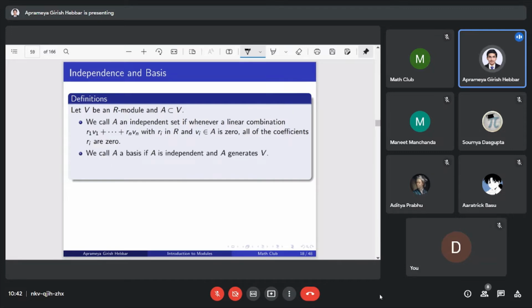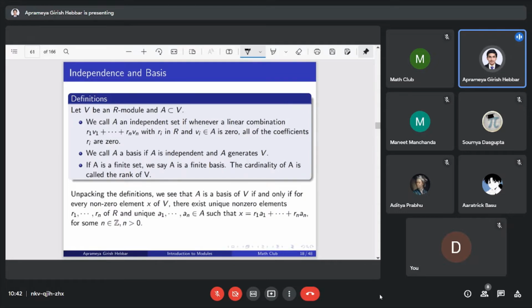We call A a basis if A is independent and A generates V. A is independent by this definition, and A generates V means V equals RA, so any element of V can be written as a finite linear combination of elements of A. If A is a finite set, we say A is a finite basis. Continuing the last definition, if A is a basis and A is a finite set, then we call A a finite basis. The cardinality of A is called the rank of V.